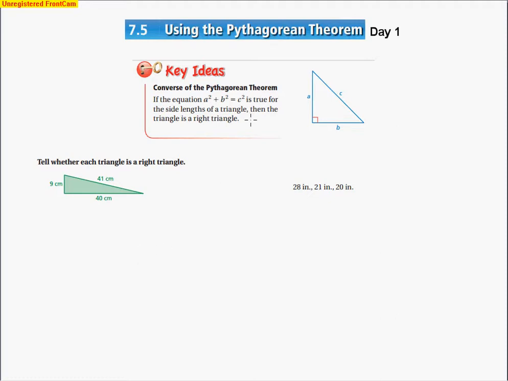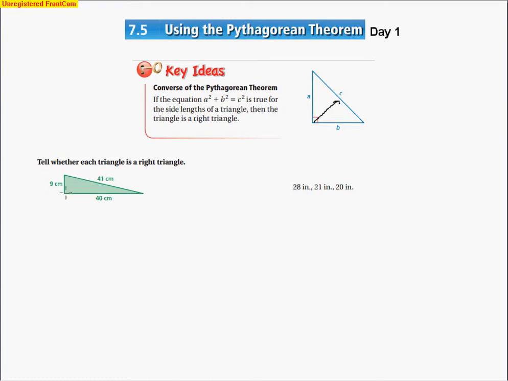And so if we look at Pythagorean's theorem, the converse of Pythagorean's theorem says if the equation a squared plus b squared equals c squared is true for the side lengths of a triangle, then the triangle is a right triangle. And so again, all we're doing is just taking the value of a, the value of b, and the value opposite the right angle is always the c term. And we're squaring them, and we're seeing if the square of the two legs equals the square of the side opposite the right angle. So we're looking for the longest side.